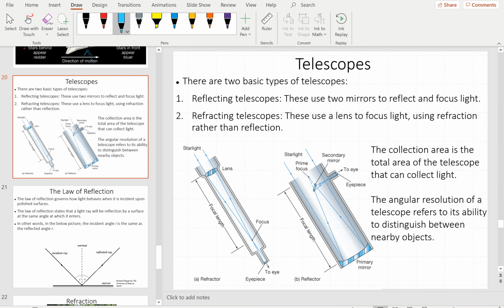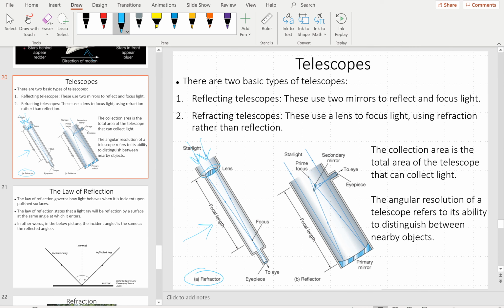A refracting telescope, I'll start with number 2 here, which is actually on the left side. A refracting telescope uses lenses. You have light entering the aperture. The aperture is the big opening on a telescope where light enters from the universe. And immediately there's a lens. That lens bends the light.